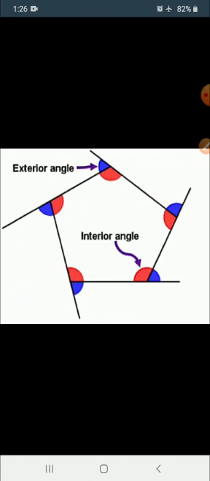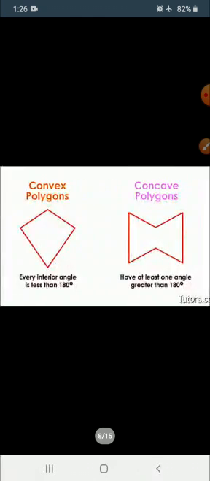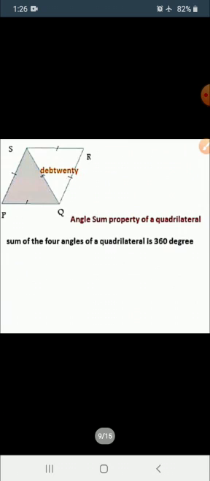What are interior and exterior angles? Let us see. In this figure, inside the figure boundary, the red colored angles are called the interior angles, whereas the blue colored angles which are lying outside the figure are called the exterior angles.